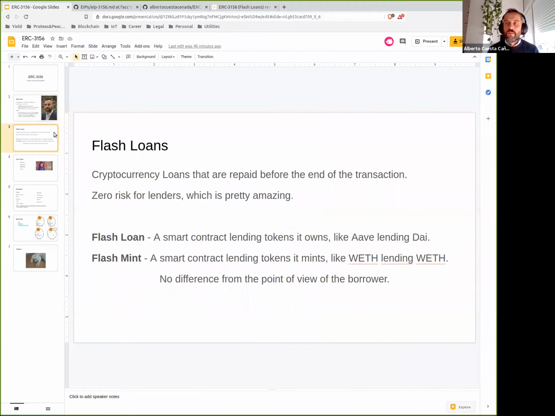Now let me do a small introduction about flash loans themselves. A lot of people will have heard about flash loans, but still the pattern is a little bit complicated, and people often get it confused. So flash loans at their simplest are just cryptocurrency loans that are repaid before the end of the transaction, meaning that in real world terms they are loans of 0 seconds duration. I give you the money, but you give it back to me right now. They last only for the 15 seconds that a block lasts, or less.